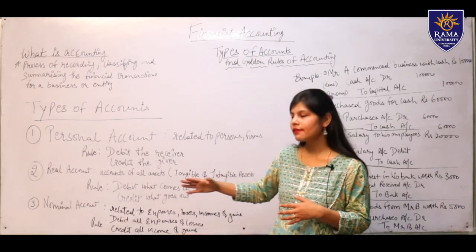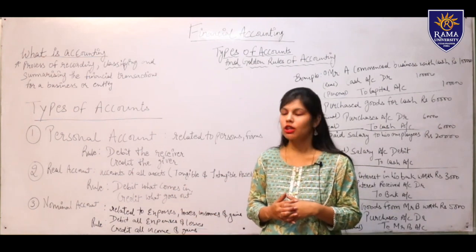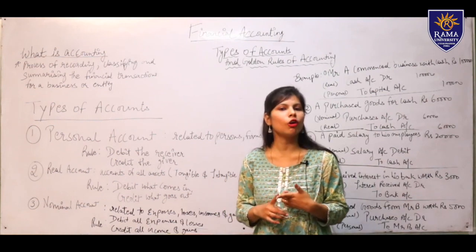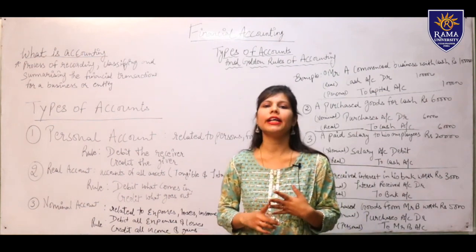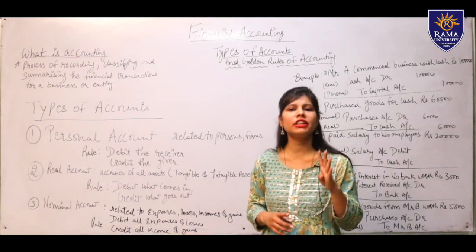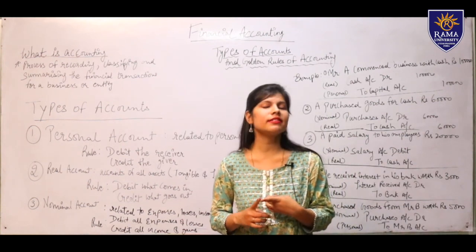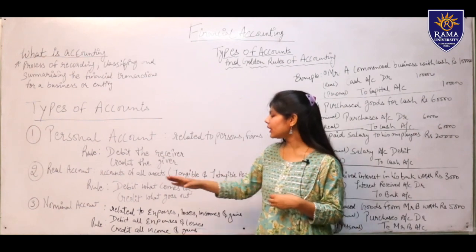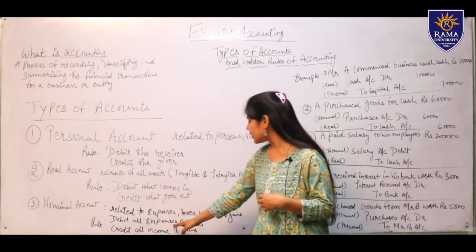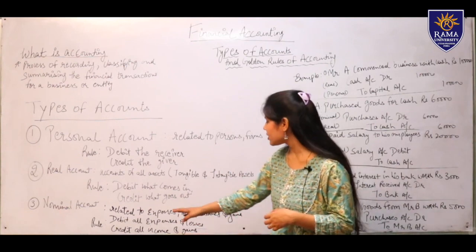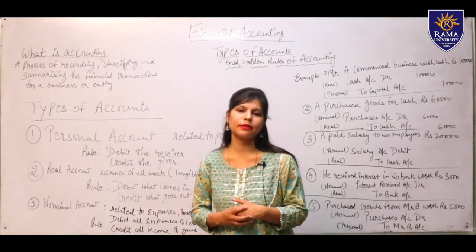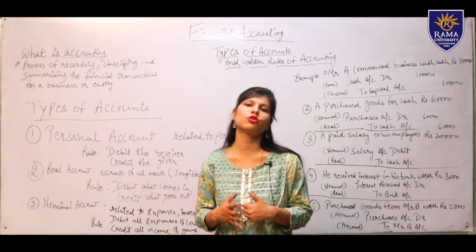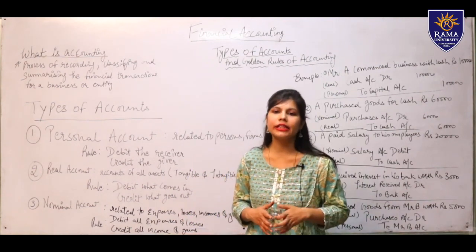Next, our last account is nominal account. Nominal account is related to our expenses, our losses, incomes and gains. We need to remember these four terms: expenses, losses, income and gains. So the rule for nominal account is debit all expenses and losses, credit all income and gains. We have to debit all our expenses and losses, and credit all our incomes and gains.